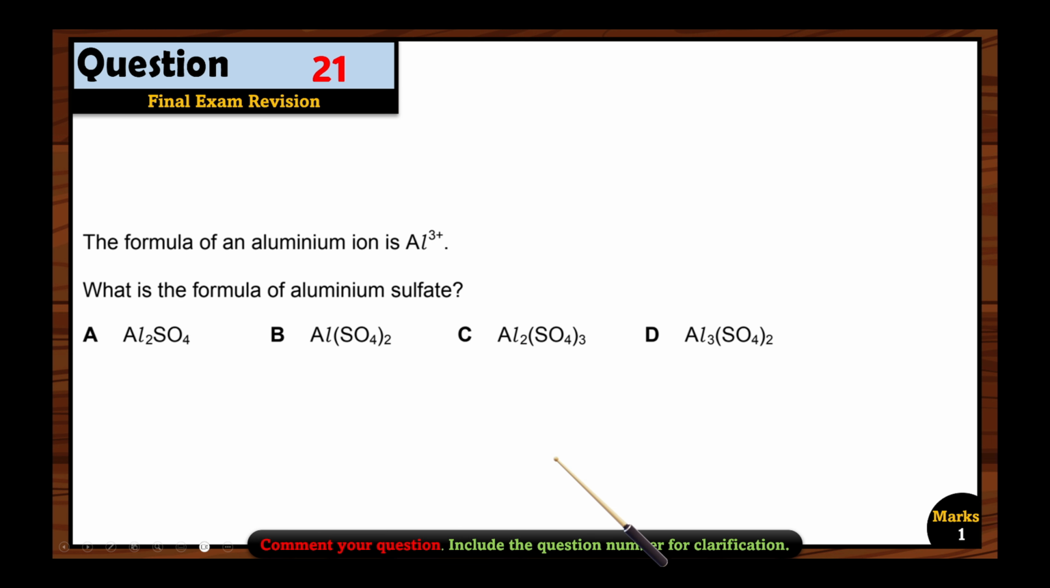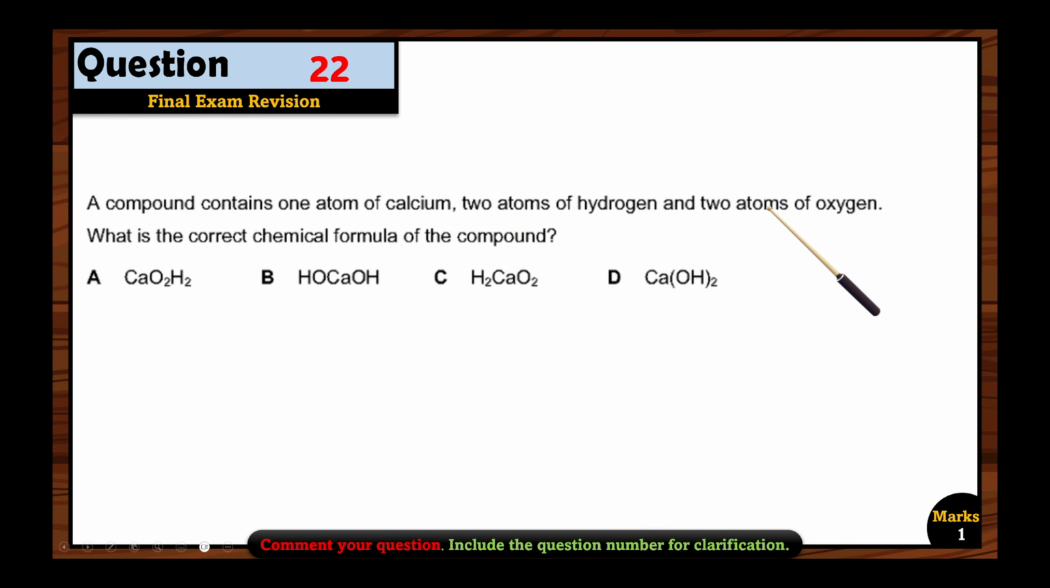Question 22. A compound contains 1 atom of calcium, 2 atoms of hydrogen, and 2 atoms of oxygen. What is the correct chemical formula of the compound? Calcium is 1, yes, right. Oxygen is 2, and hydrogen is 2. So this one is also right, this one is also right, and this one is also right. But which one is the exact one? Remember that whenever you are writing a chemical formula, the metal names will come first.